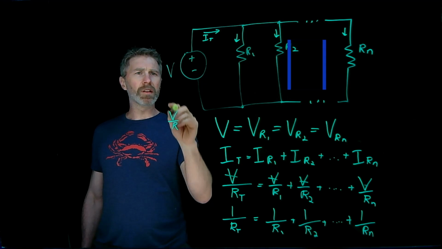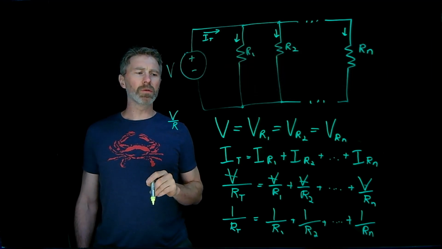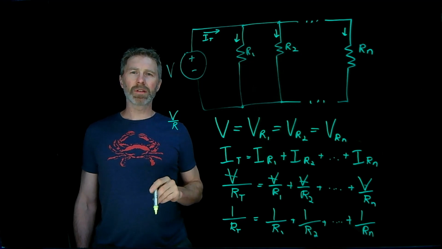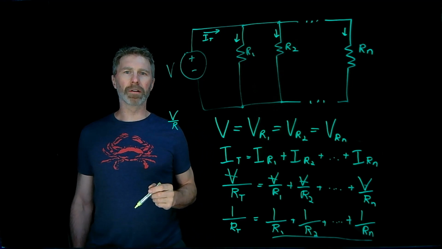So what we have is the total resistance that this voltage source sees is going to be equal to the inverse of the sum of the inverses of all of those resistors. So that equation right there.